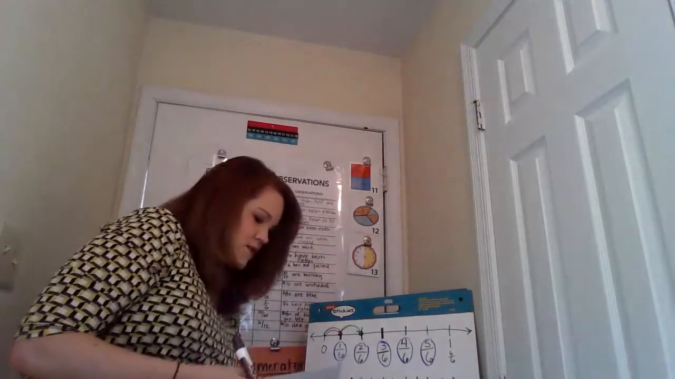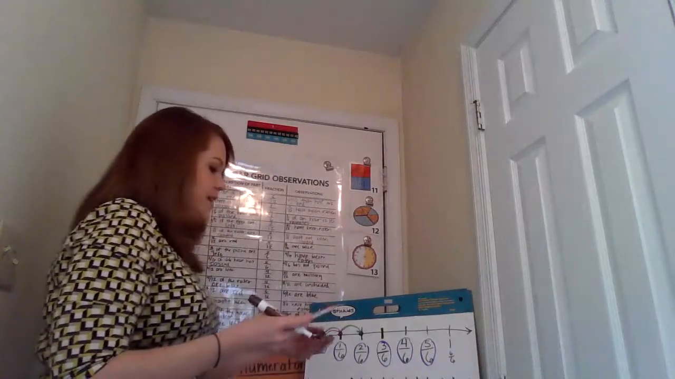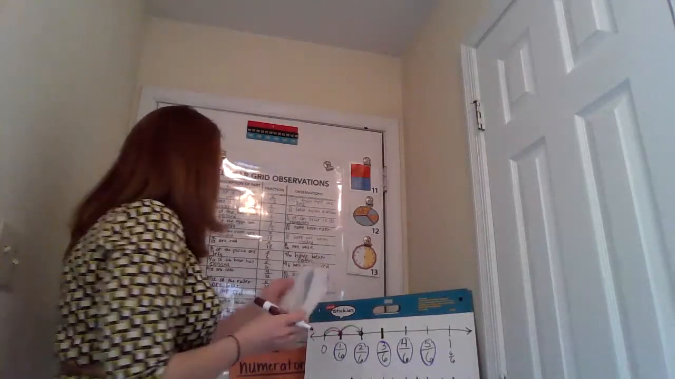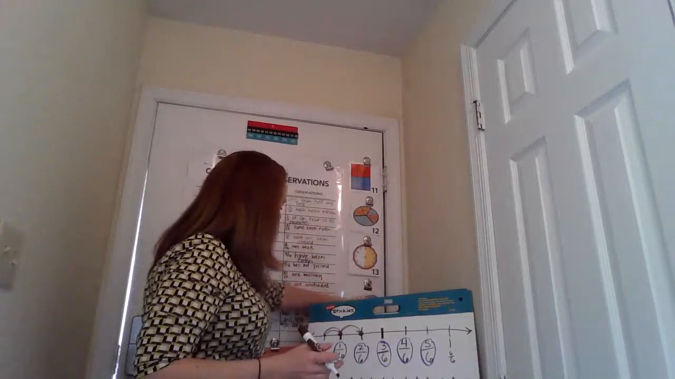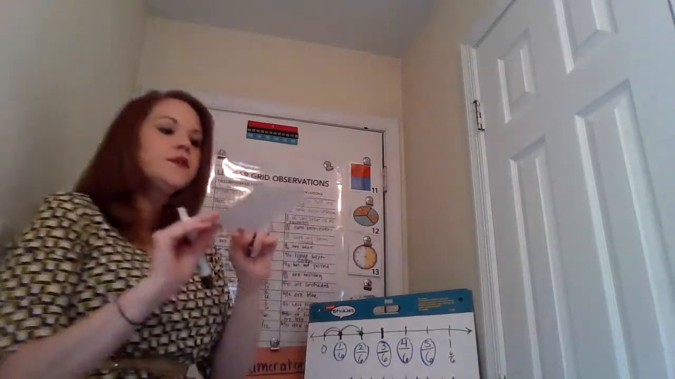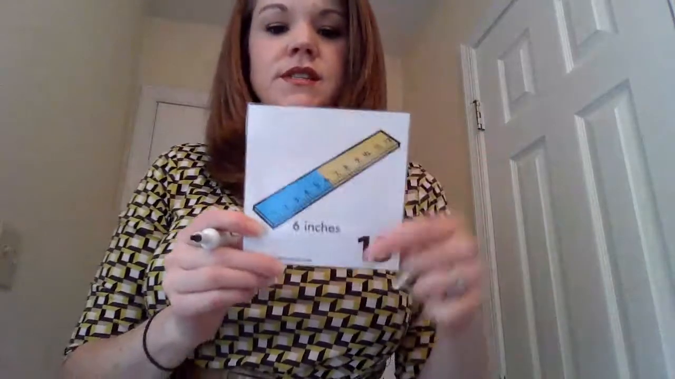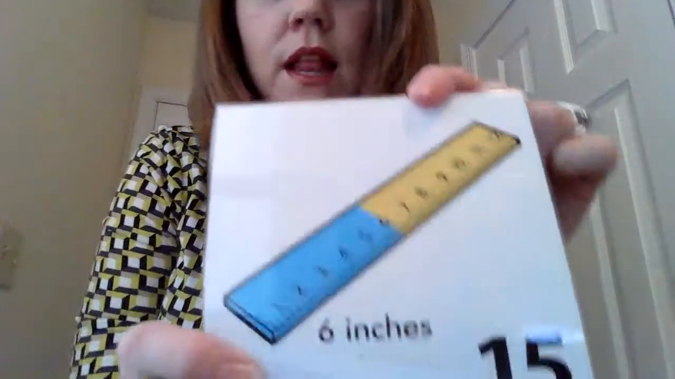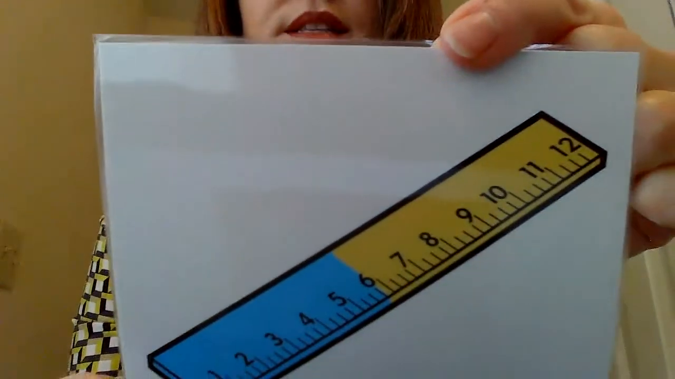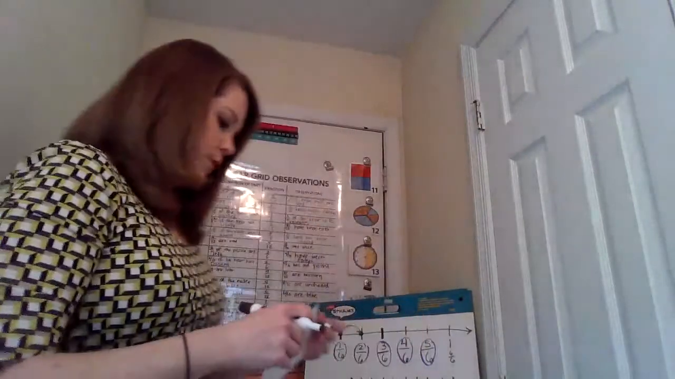All right. And then finally, for our last piece for the day, we have the ruler. Okay, so we know that a ruler has 12 inches. And how much are blue? And if we look very closely, we can see that 6/12 are blue.